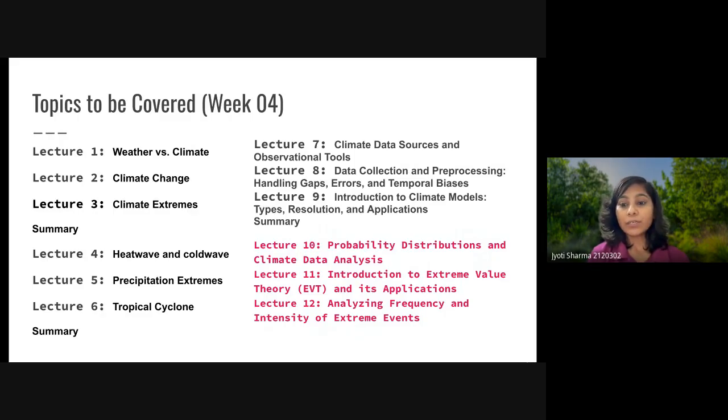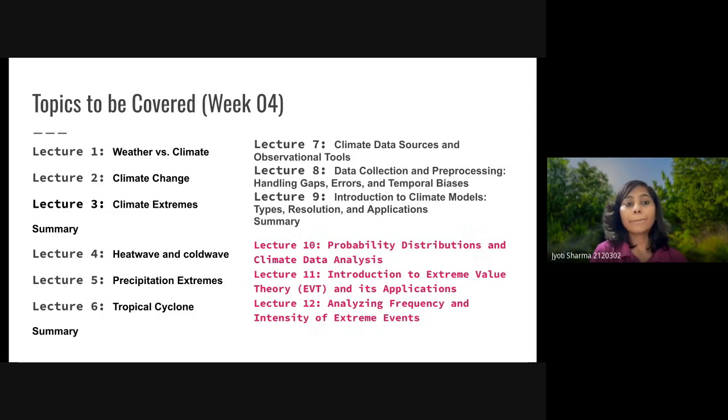Then we started with the data in week 3, what kind of data we have to study the climate extreme. We talked about observational data set, we talked about reanalysis data set, and we also talked about the climate model based data set. What's the difference between the three types of data set? Even if you don't remember, just let me know. I will give you some brief about this data set. Then we talked about data collection and processing.